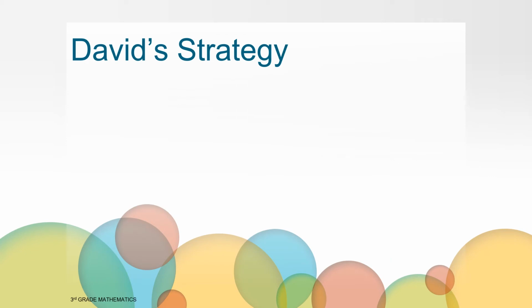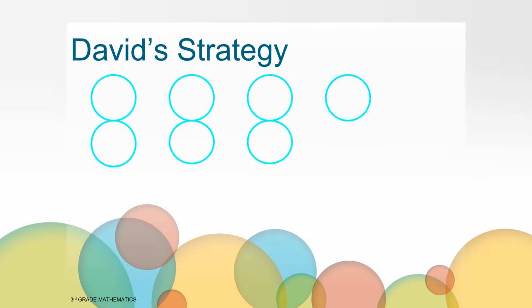Okay, let's come back together and share a couple strategies. Let's look at one student's strategy first. David drew 7 circles. What do you think those circles represent? Yeah, the 7 vases. Then he thought about how many of the 56 flowers he could put in each vase.